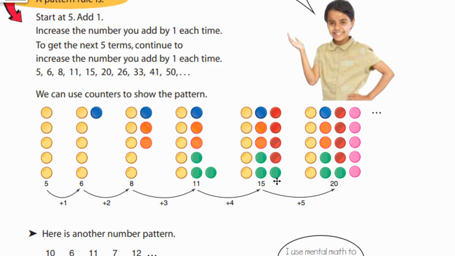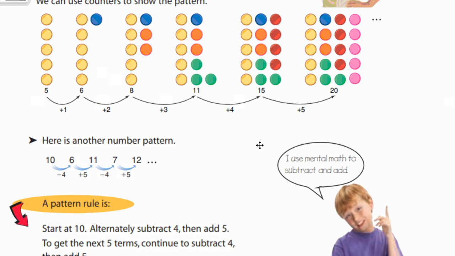So we can actually use counters to show this situation. So I start at 5, and then I add 1, and we've shown that in blue to kind of show you the difference. And then I'm going to add 2, and I've colored them in orange. Then we add 3, which are the green ones. Then we add 4, which are those red ones. And then we would add 5, which are the pink ones. So I could keep going, and I could keep doing this for a very, very long time.